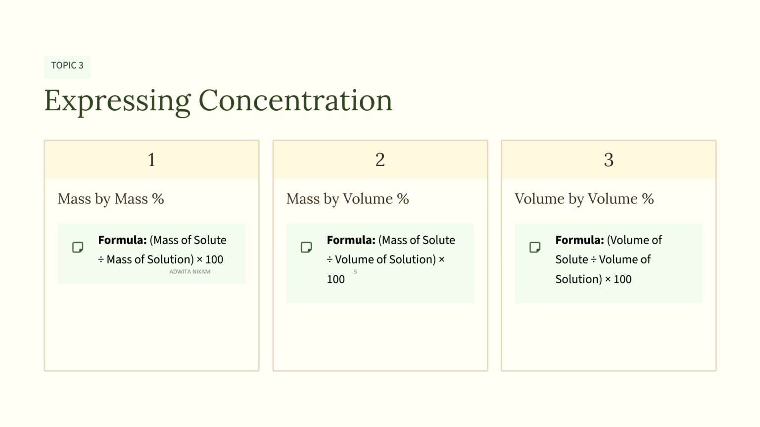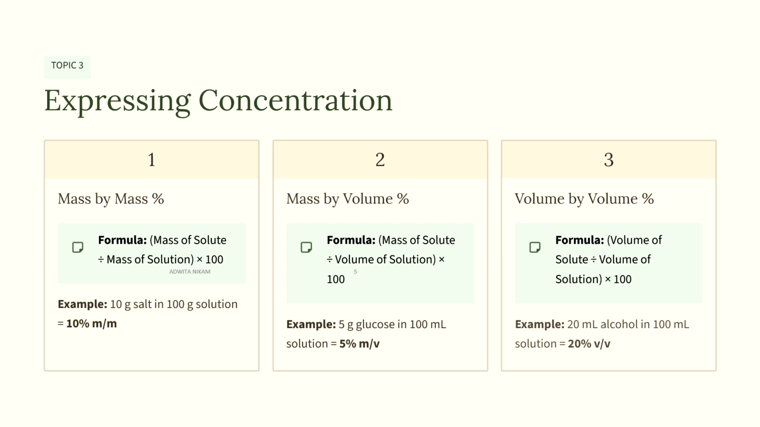Here, the formula is volume of solute divided by volume of solution multiplied by 100. For example, 20 milliliters of alcohol in 10 milliliters of solution gives 20% volume by volume. Here's a simple trick. Look at the name, mass by mass. Both the quantities are masses. Mass by volume, one mass, one volume. Volume by volume, both the quantities are volumes. The name itself tells you the formula.